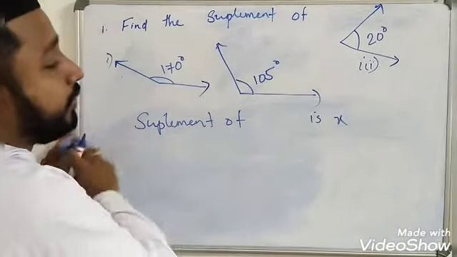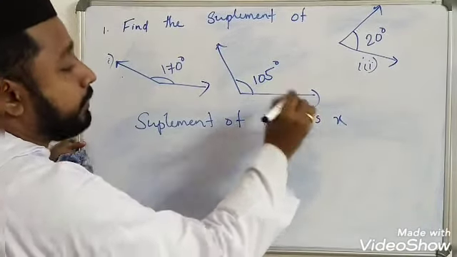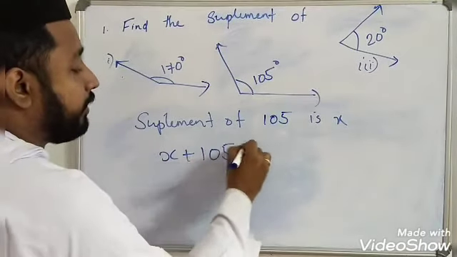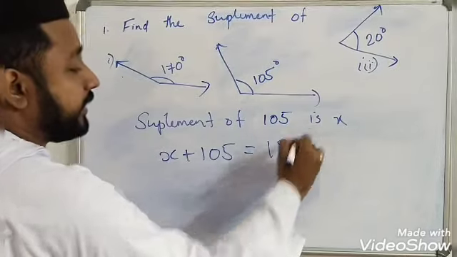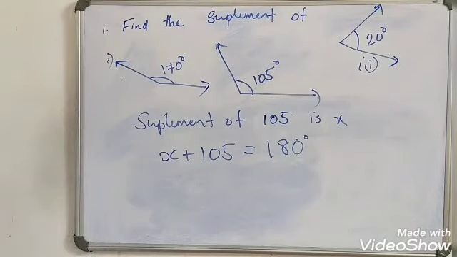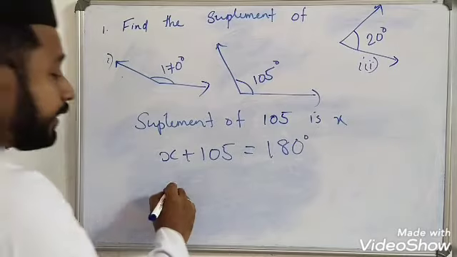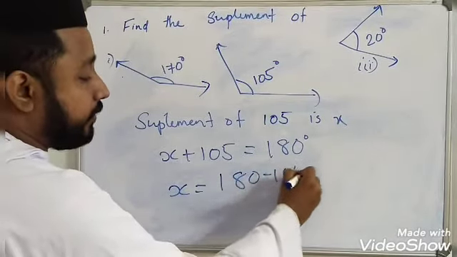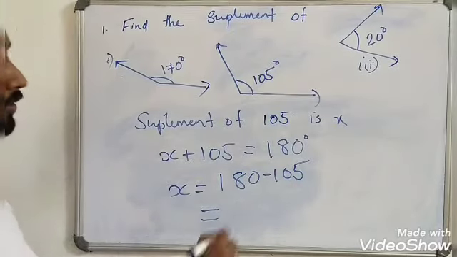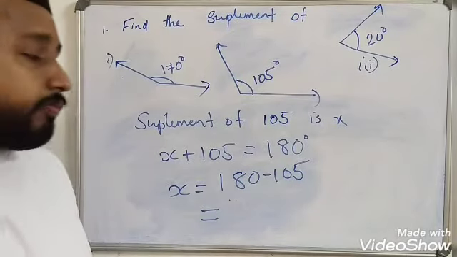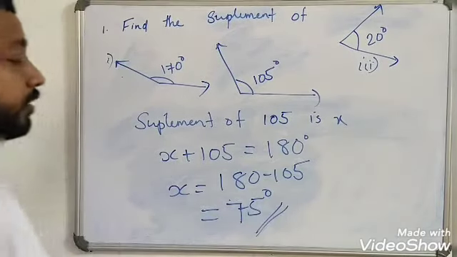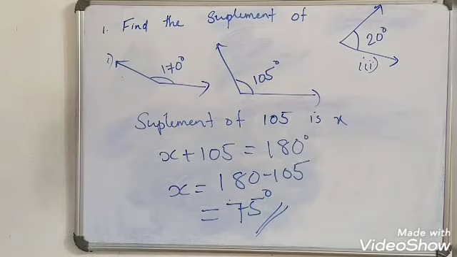Supplement of 105. We take the supplement of 105 as x. Then x plus 105 is equal to 180 degrees. So x is equal to 180 minus 105, which is equal to 75 degrees. So the supplement of 105 is 75.